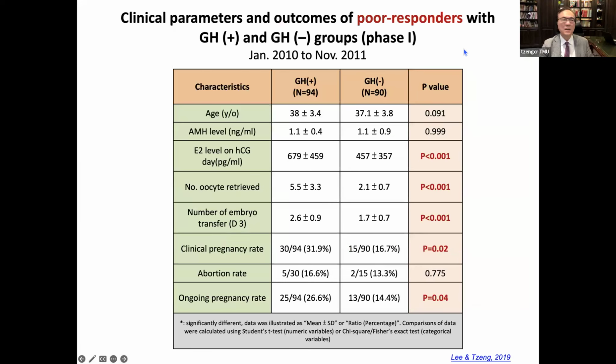And that's our result. As you can see, the left-hand side is the GH group, and this is without. The patient age is very similar, AMH level similar. However, after the treatment of GH, you can see the E2 level, oocyte number retrieved, number of embryos transferred, and clinical pregnancy rate are improved in the GH group. However, the abortion rate is similar, and ongoing pregnancy is also much better in the GH group.